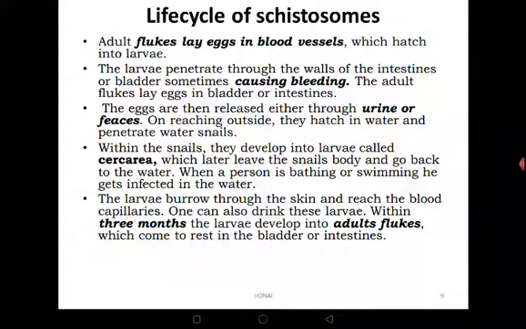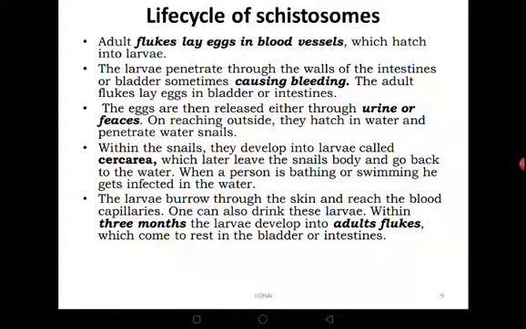And in water, we have snails. So these snails are penetrated by these eggs. The eggs of the schistosomes penetrate the snails. So within the snail, they develop into another larva called the cercaria. The cercaria later leave the snail's body and go back to the water. When a person is bathing or swimming, he gets infected in the water. The larvae burrow through the skin and reach the blood capillaries.